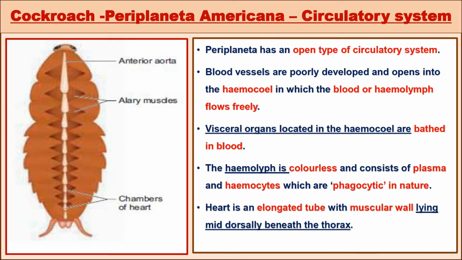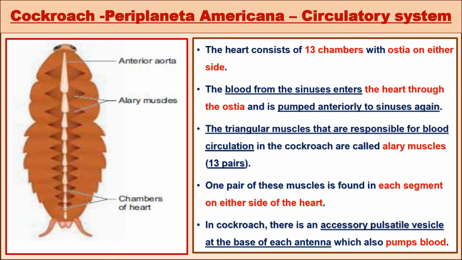Hemolymph is a colorless fluid. It consists of plasma and hemocytes, and these hemocytes are phagocytic in nature. The heart is elongated and tube-like, and it is present in the center on the dorsal side of its body. It has 13 chambers with openings, or ostia, on either side of it. The blood from the sinuses will enter into the heart.